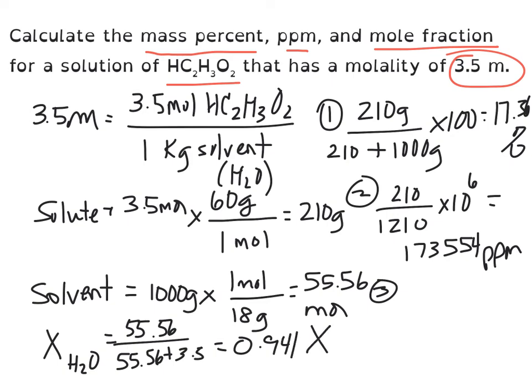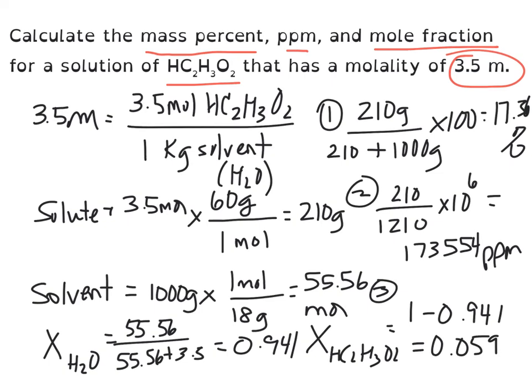I can also do my mole fraction for the acetic acid. That's going to be my moles of acetic acid divided by my total moles, or I can just take 1 minus my 0.941, because we know that the sum of the mole fractions is going to total 1, and I would get 0.059.